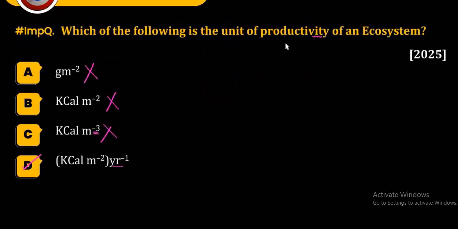Next question. Which of the following is a unit of productivity of an ecosystem? Correct option D, kcal m^-2 yr^-1.